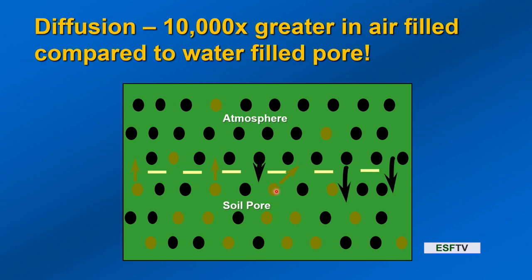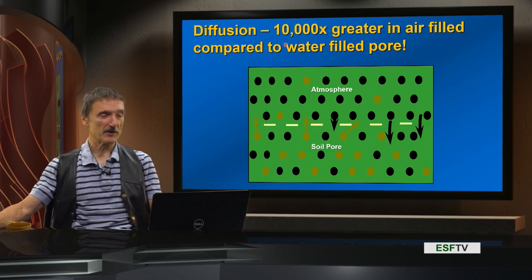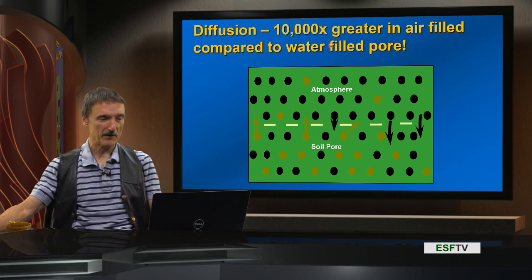And if we look at where this takes place, it takes place in air-filled pores. If they're filled with water, it slows down. In fact, it's negligible. So we note this little note on the top of the slide: diffusion is about 10,000 times greater in air-filled pore space compared to water-filled pores. So essentially, this mechanism, diffusion, is taking place in air-filled pore space.